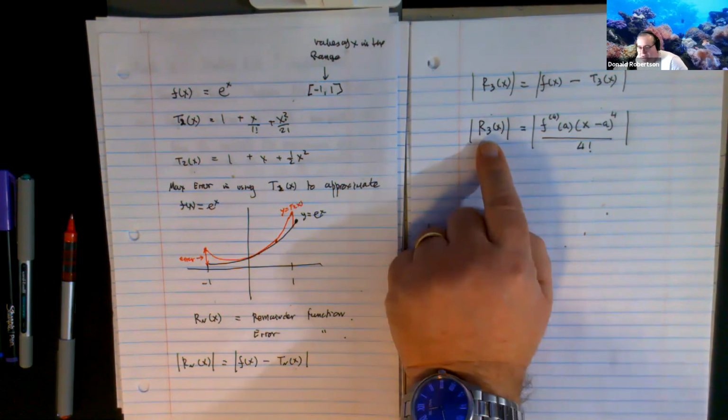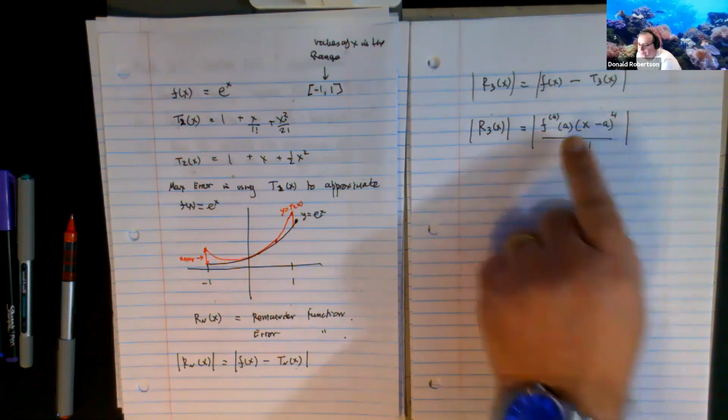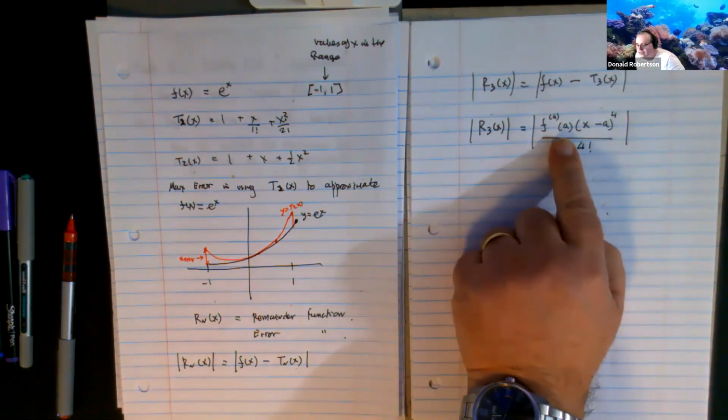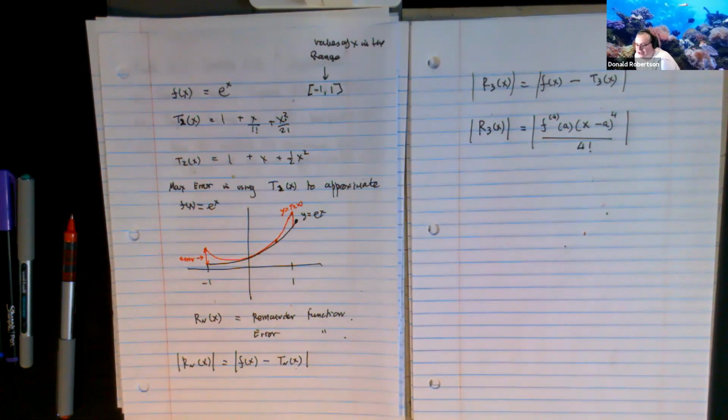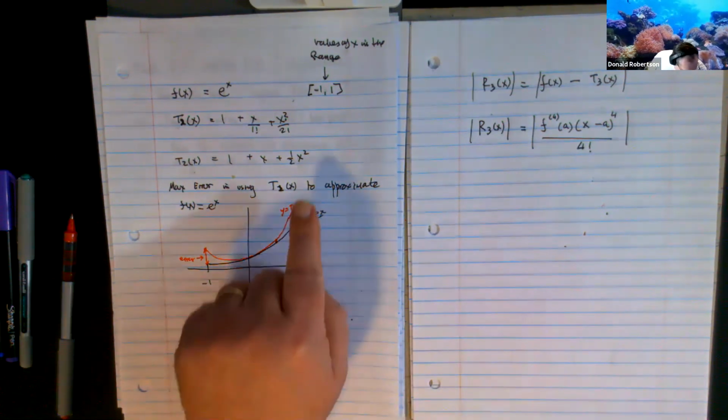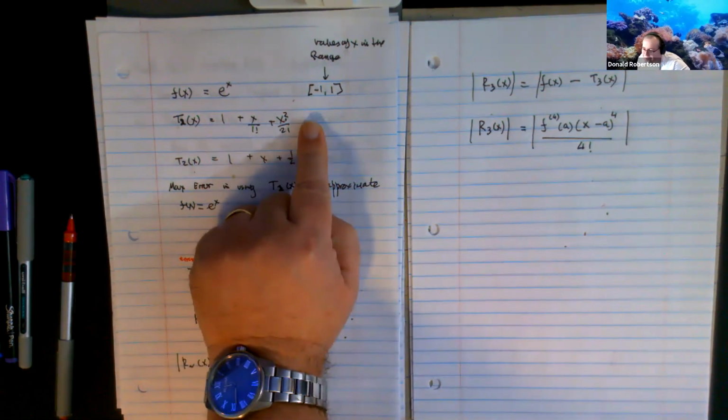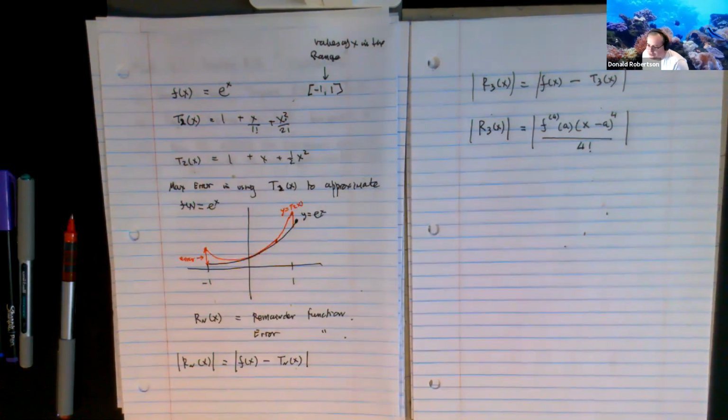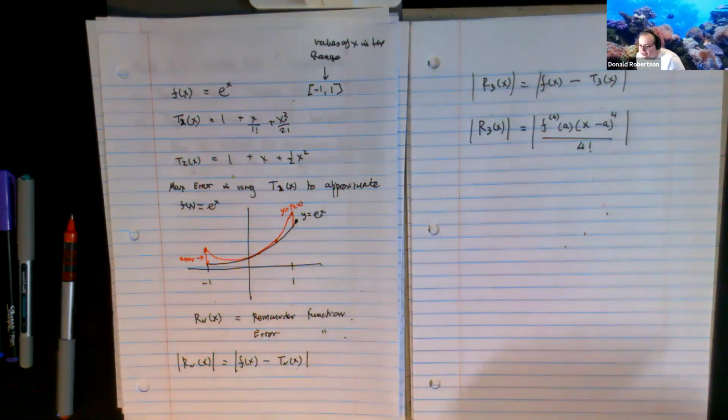The remainder function, R3 of x, it's this guy. Do you recognize who this guy is? Isn't he the next term that you didn't use? He's the next term, right? That's what the guy that would go here would be. The closest analogy I've got: can you remember doing alternating series? If you used the first 5 terms, wasn't the error the 6th term, the one you didn't use? Right. So how do we use that?